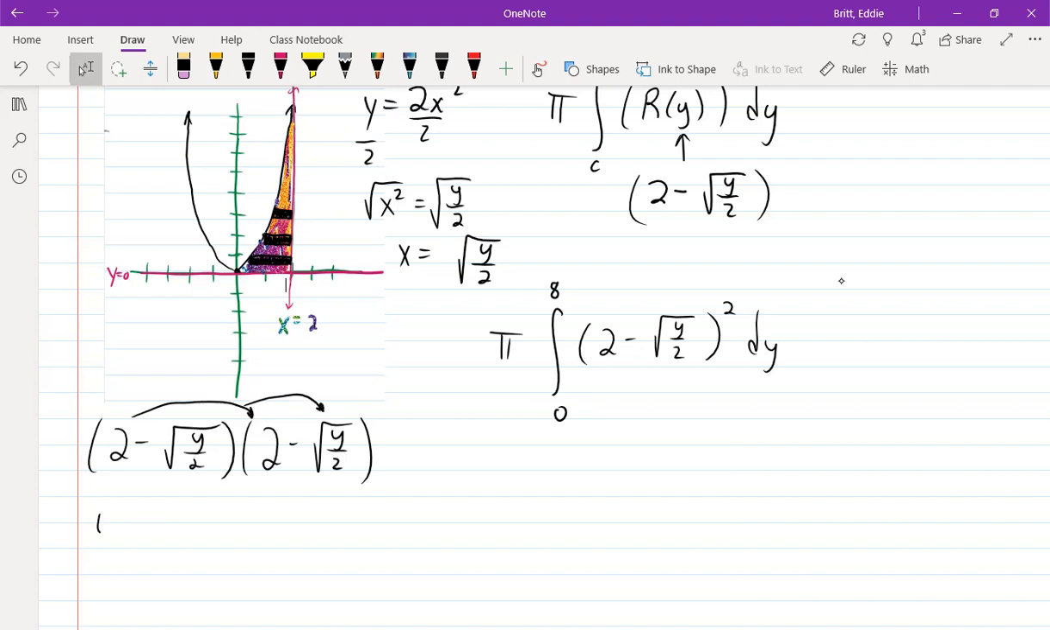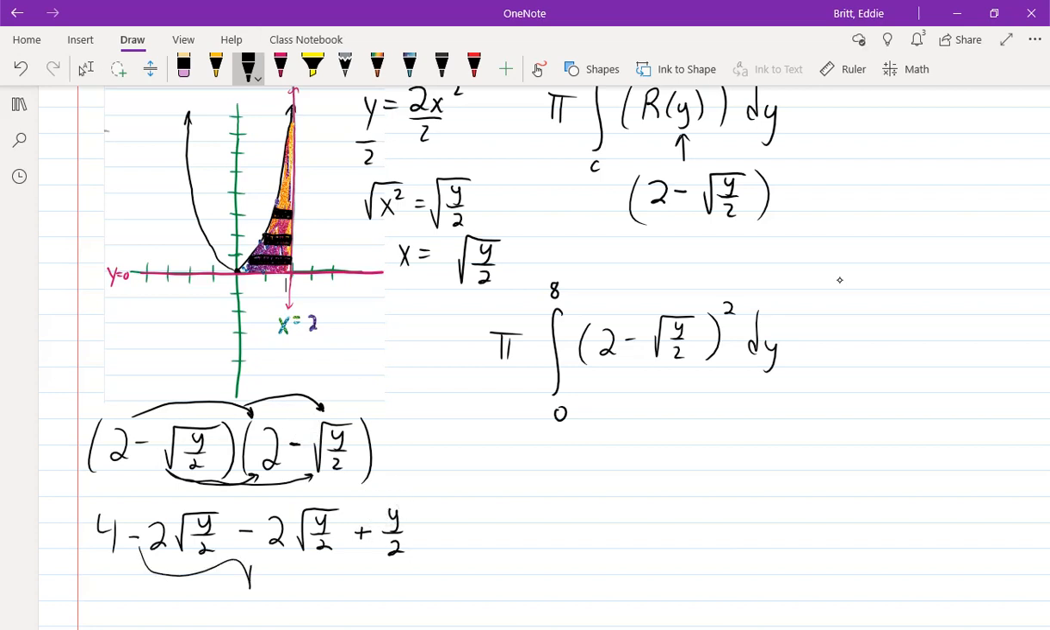So 2 times 2 is 4. And then 2 times a negative square root of y over 2 is going to be negative 2 square root of y over 2. And then when you multiply negative square root of y over 2 times 2, that's negative 2 square root of y over 2. And then when we say negative square root of y over 2 times negative square root of y over 2, we get positive y over 2. All right, square root times square root, that just goes away.